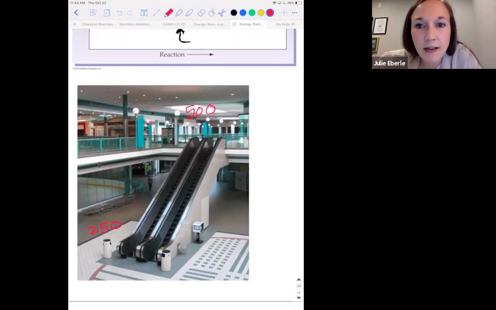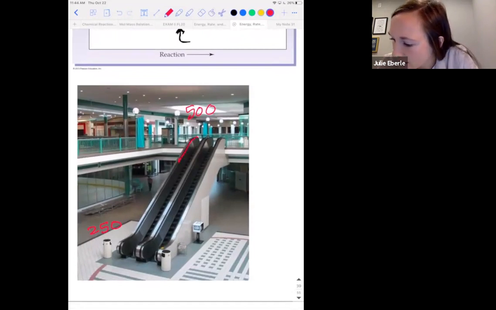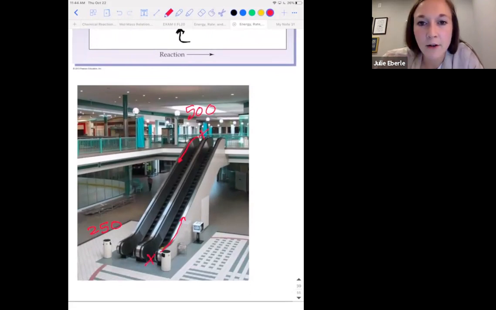What you know about escalators is that they are moving at the same rate, right? So let's say this is the down escalator, and this one's the up escalator. If somebody jumped on the down escalator at the same moment that someone jumped on the up escalator, what would happen? They would reach the opposite floor at the same time, right? If they got on at the exact same second.